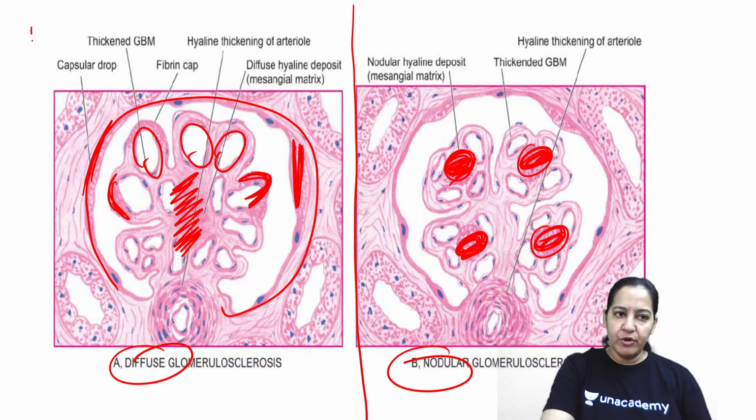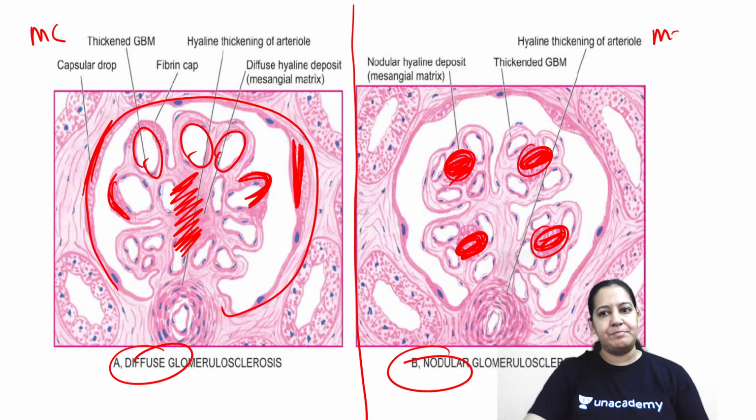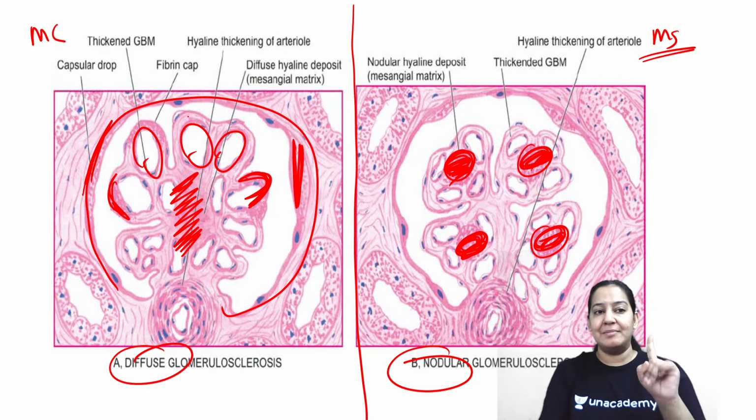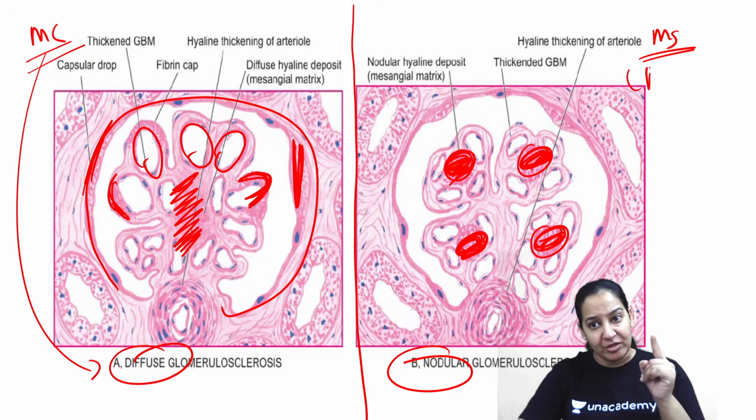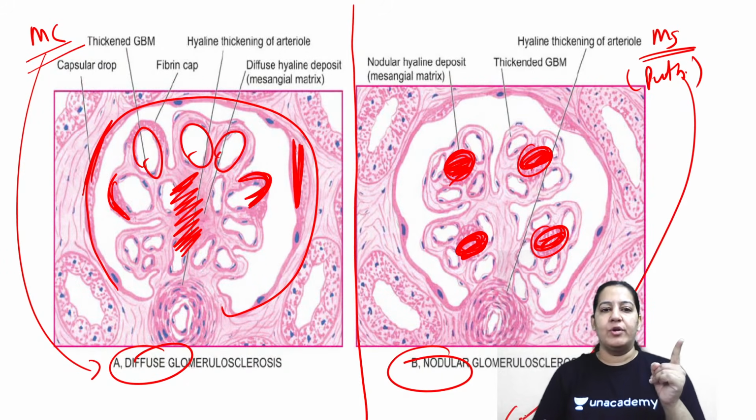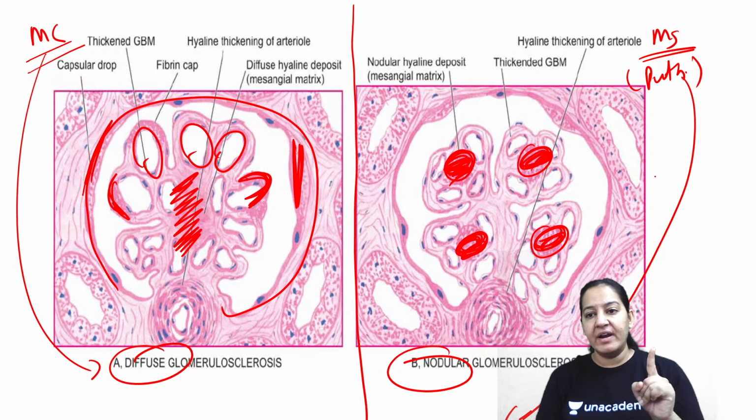One more thing, diffuse one is more common, nodular one is more specific. So mind your MCQ. In the MCQ, if more common form is asked, go with diffuse. If more specific or pathognomonic feature is asked, go with nodular, right? The nodular one is given one more name.